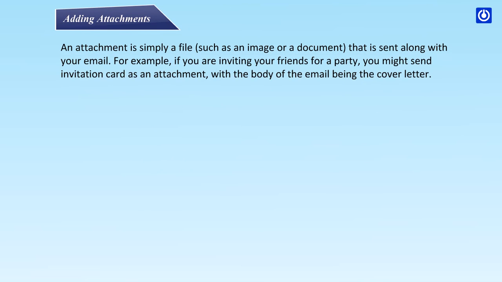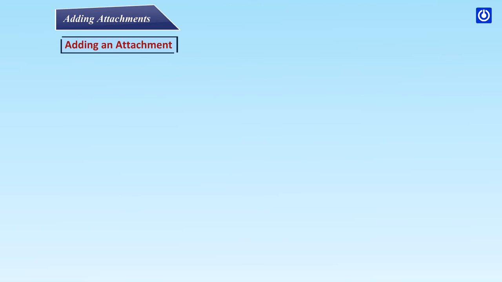Adding attachments. An attachment is simply a file, such as an image or a document, that is sent along with your email. For example, if you are inviting your friends for a party, you might send an invitation card as an attachment, with the body of the email being the cover letter.